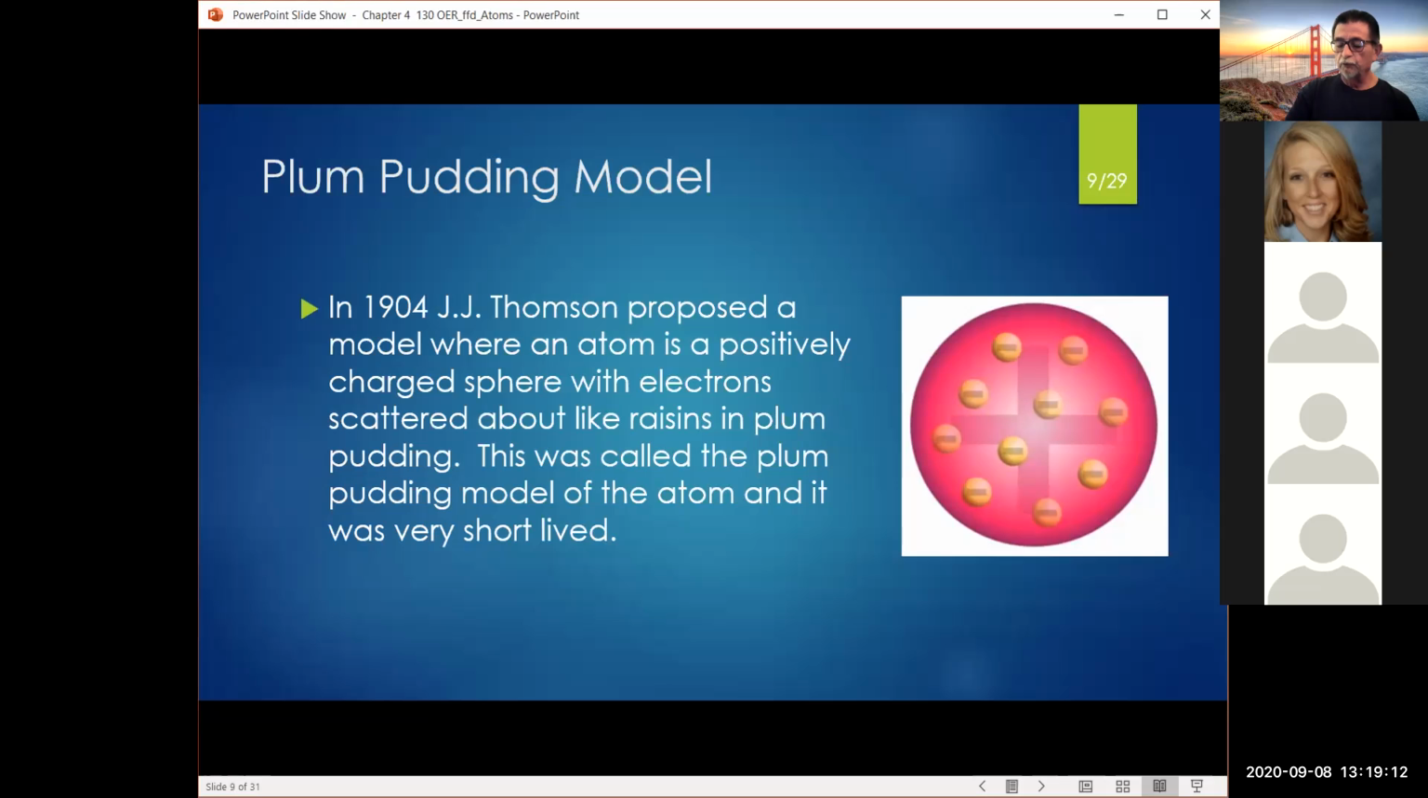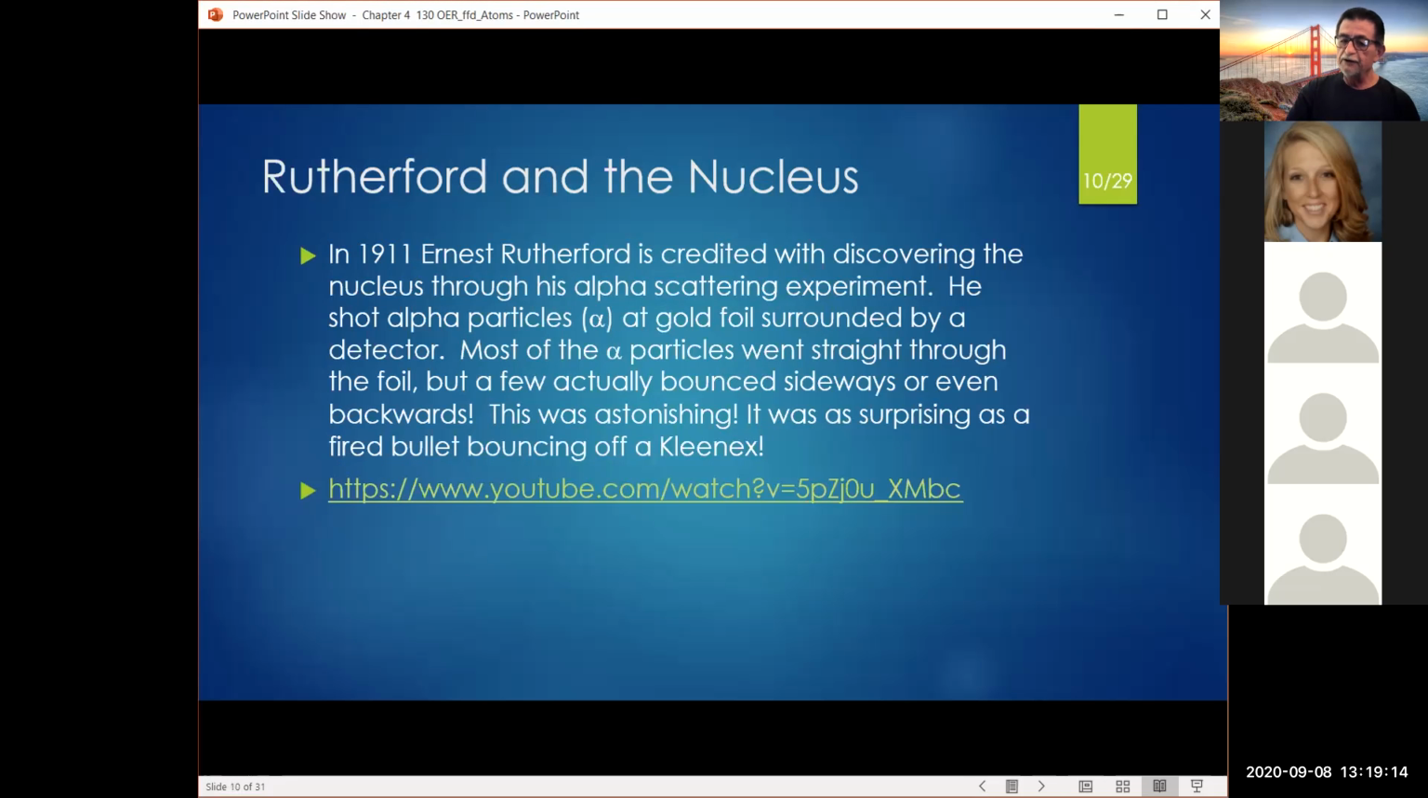Notice we're talking 1904. Now we go a few years later, 1911, another English scientist, Rutherford. What he is credited with is discovering the nucleus, okay? Now he did a procedure very similar, but slightly different.